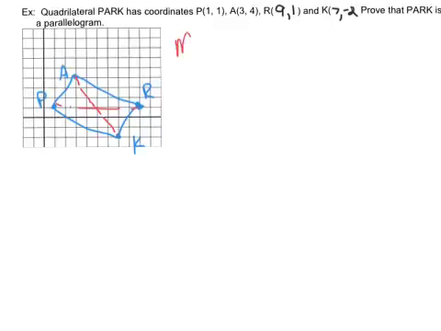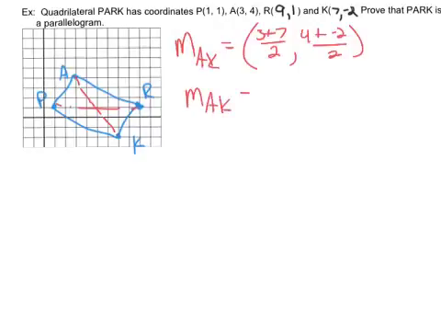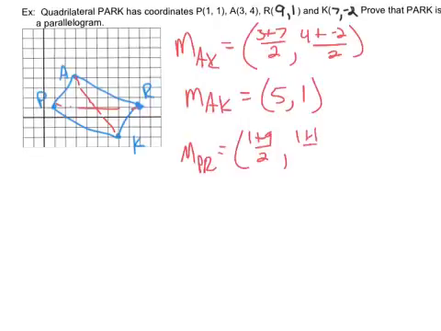So the midpoint of AK is going to be the average of the x's and the average of the y's. So it's going to be (3 plus 7) over 2 and (4 plus negative 2) over 2. That's 10 divided by 2, so that should be (5, 1). Now I find the midpoint of PR. That's going to be (1 plus 9) over 2, and my y's are going to be (1 plus 1) over 2, and again you get (5, 1).